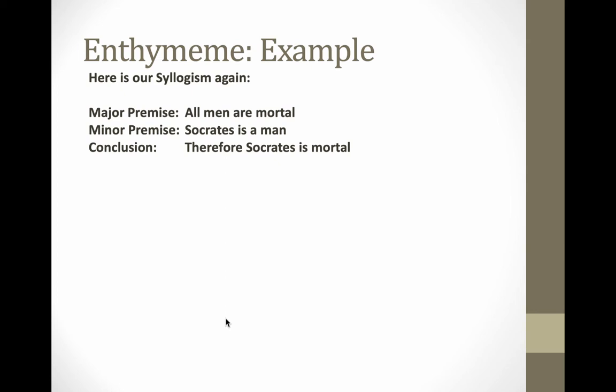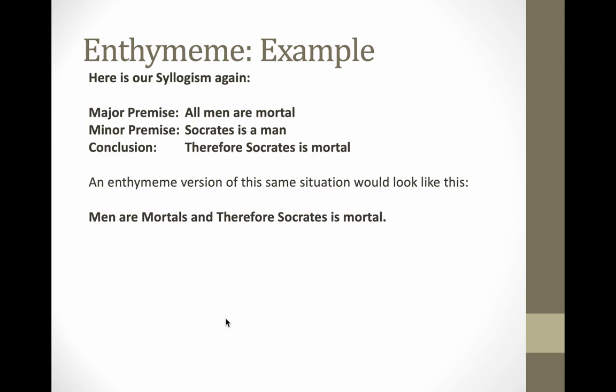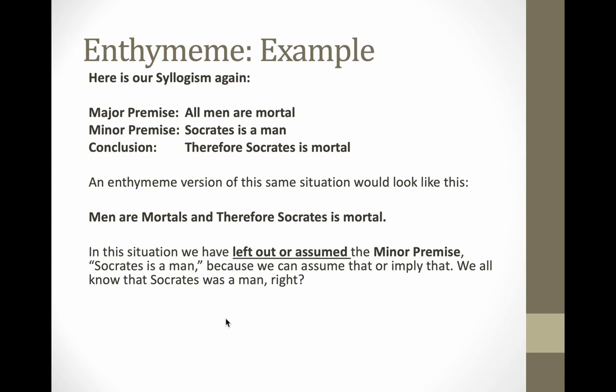All right. Here's our major premise, minor premise, conclusion. An enthymeme version of the same situation might look like this. Men are mortals. Therefore, Socrates is immortal. What did I leave out? See, this is how an enthymeme functions. It leaves something out. What I left out, okay, was the minor premise.